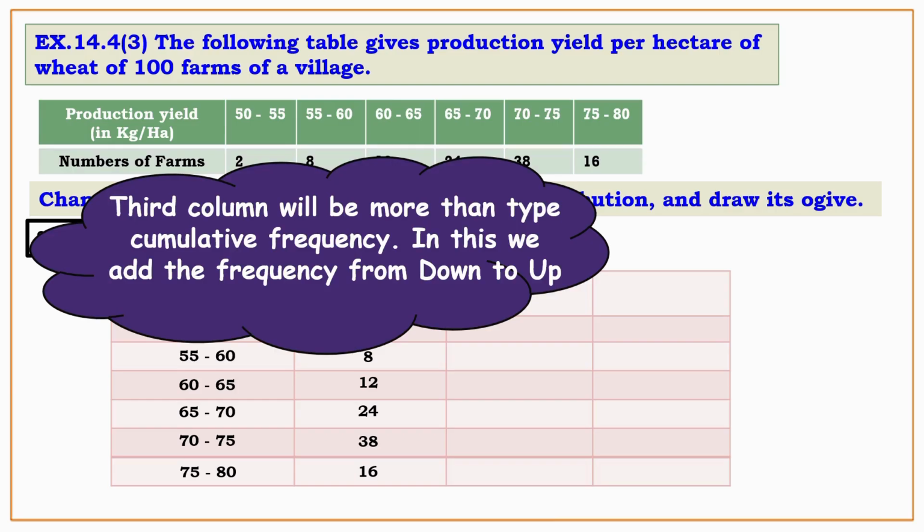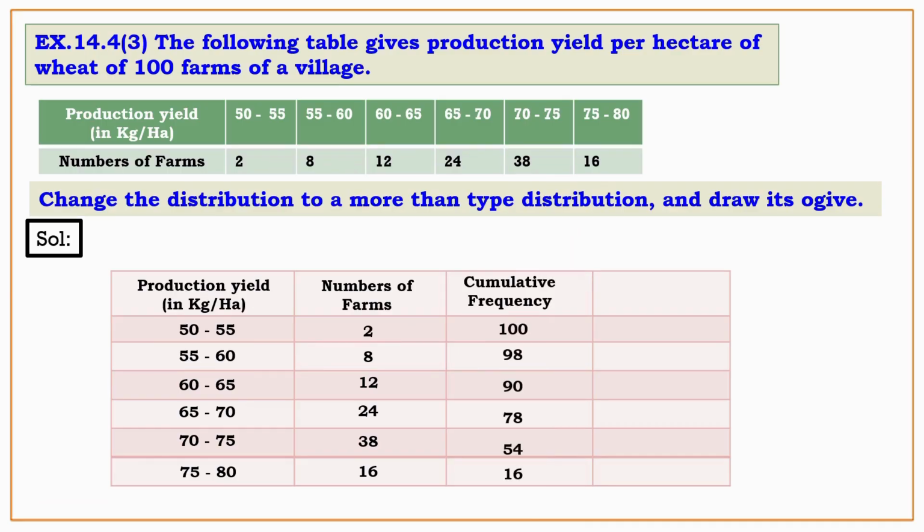The third column will be more than type cumulative frequency. In this, we add the frequency from down to up. Earlier we went from up to down, subsequently adding and putting the cumulative frequency. But this time we will start from the down to upward direction. At the bottom we have 16, so first we will write 16 in the cumulative frequency. Then we keep on adding the subsequent frequency. That is 16 plus 38 will give you 54. 54 plus 24 gives you 78. In this way we keep on filling the cumulative frequency.